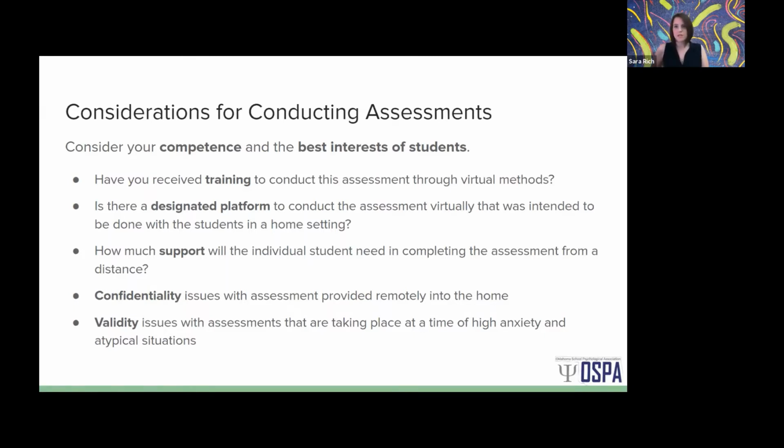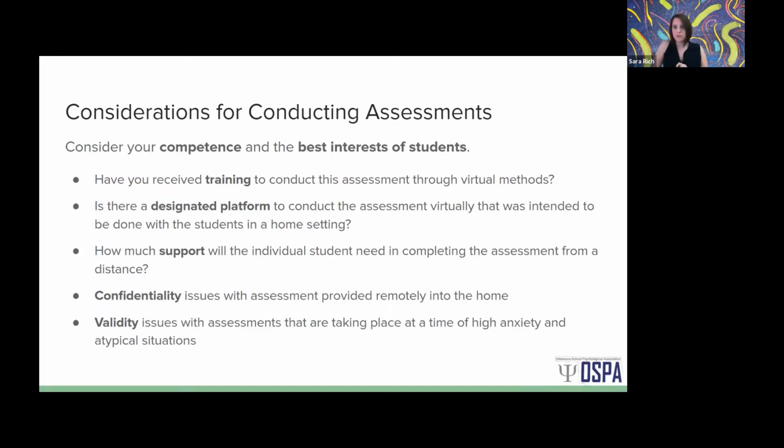So as far as your competence, think about, have you received training to conduct these assessments? And when I say training, I mean actual supervised experience through virtual means. You also need to think about the platforms and the way that they're designed to implement assessments. So simply holding a WJ stimulus book up to a camera through FaceTime and asking the child to point would not be a designated appropriate platform for that.